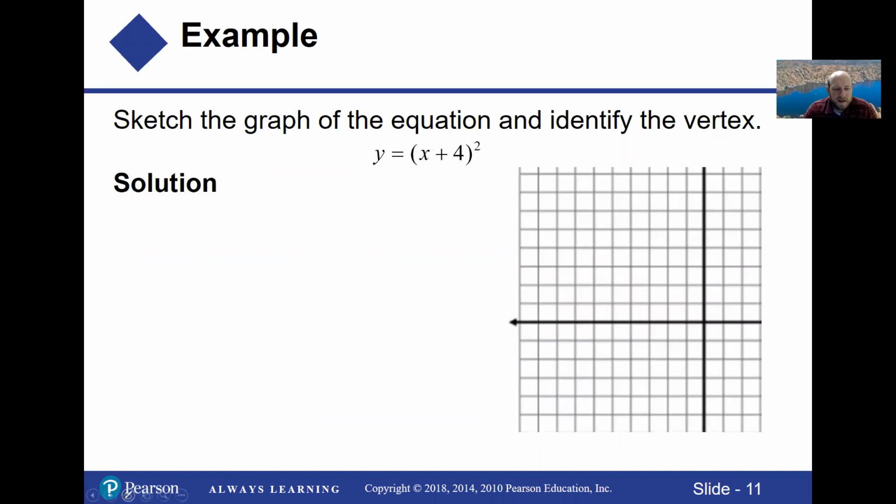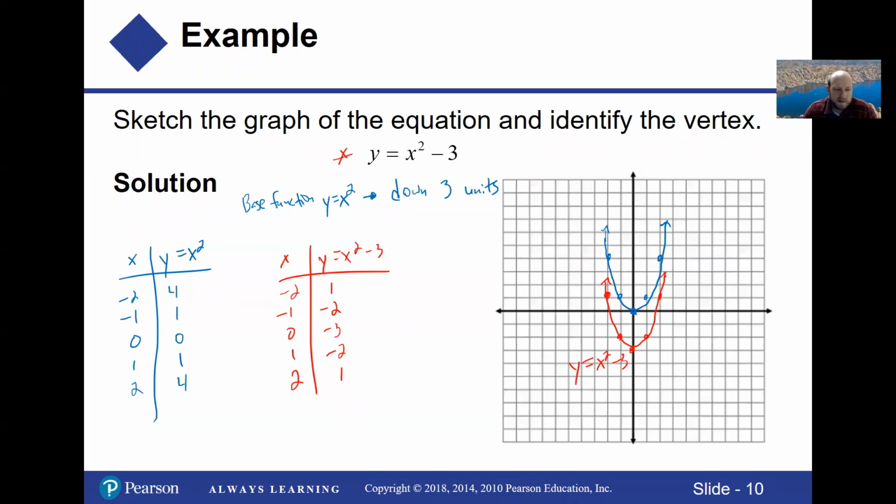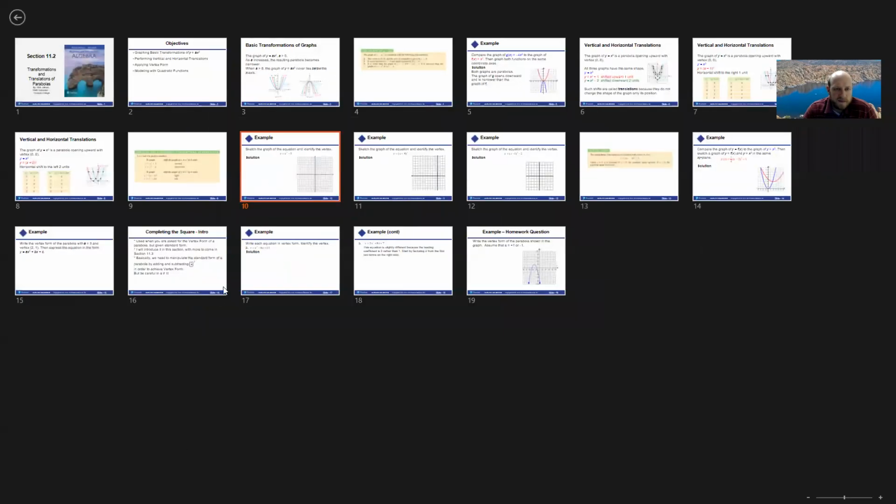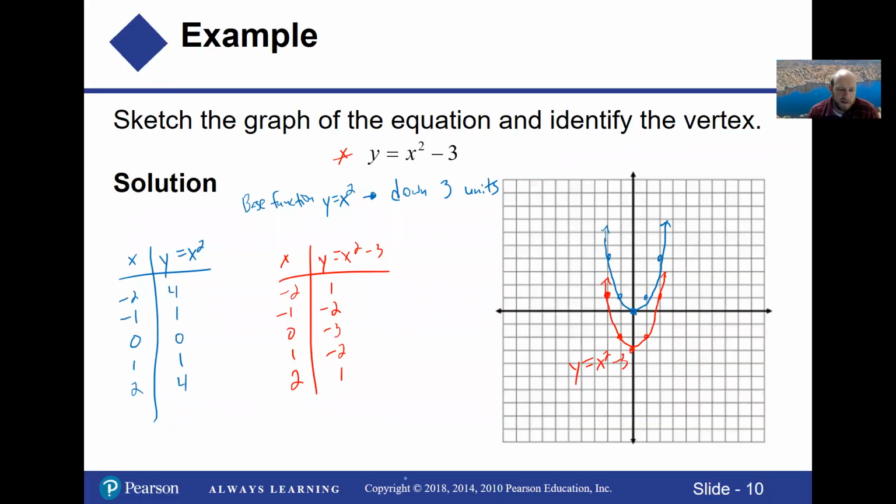Now, I actually forgot to do something. What is the vertex here? I have to identify the vertex. The vertex for our base function was 0, 0. The vertex now is at 0, -3.